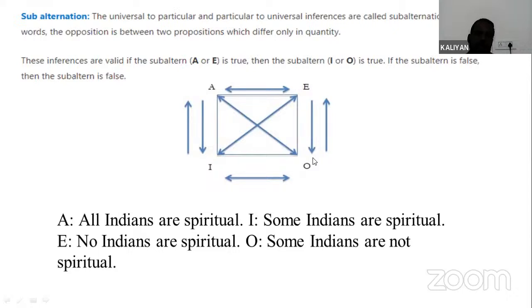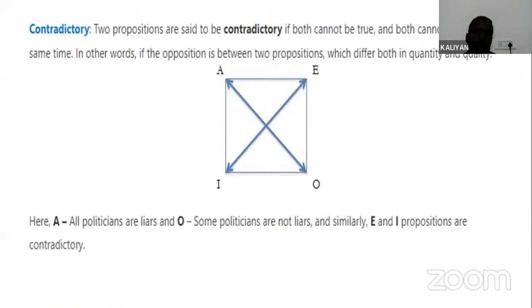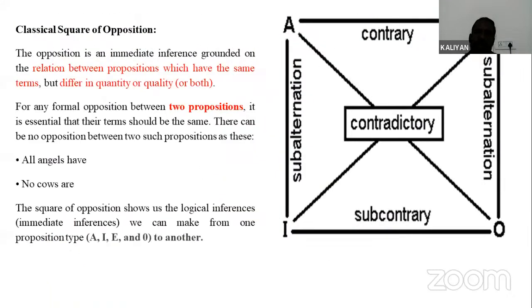So if you look at the example, you can clearly understand. I will give some more examples after the classes, then you could understand. Once again, go through this slide and you can understand. And I will move on to the next slide. So is it clear what the difference is between contrary, contradictory, sub-contrary and sub-alternation? Clear?